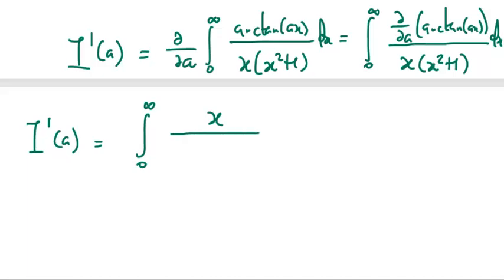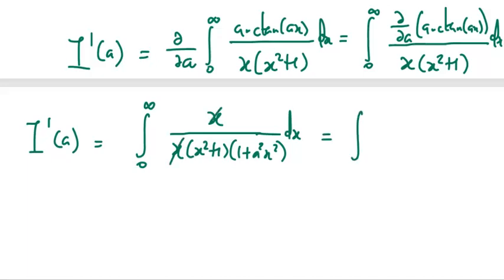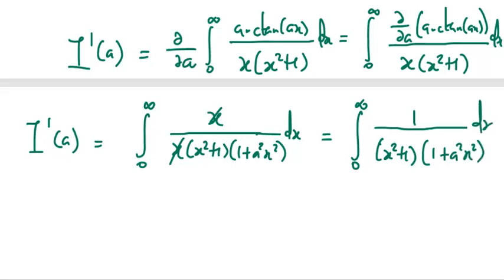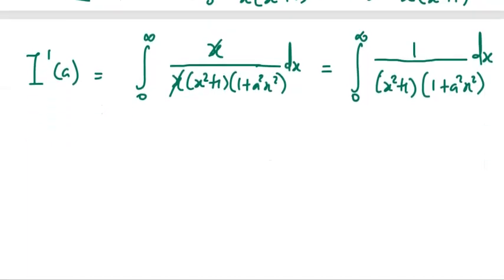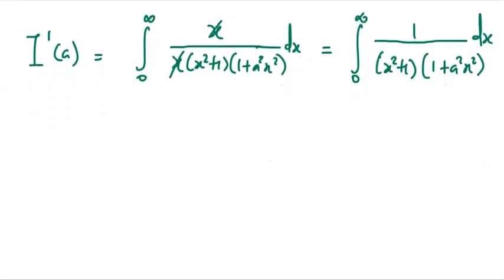So here we're going to have this divided by, remember we have x times (x squared plus 1), and then here we have 1 plus a squared x squared, and then dx, of which you can see that the two x get cancelled from upstairs and downstairs. Here we have the integral from 0 to infinity of 1 divided by (x squared plus 1) times (1 plus a squared x squared), and then dx. So this is indeed the time we need the partial fraction decomposition.